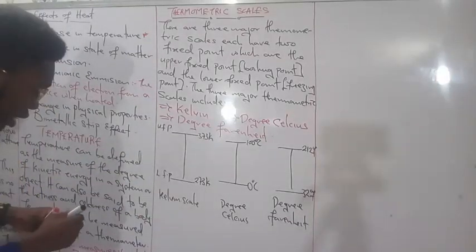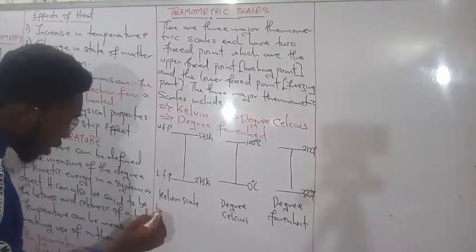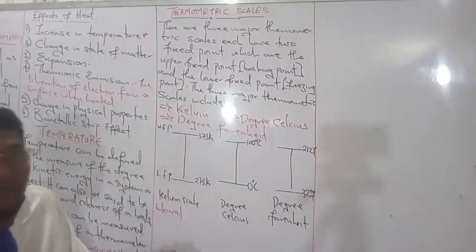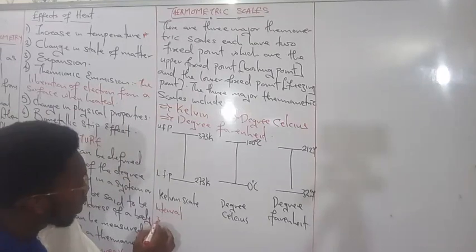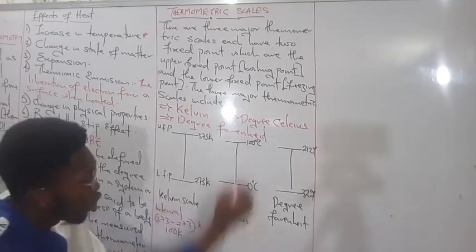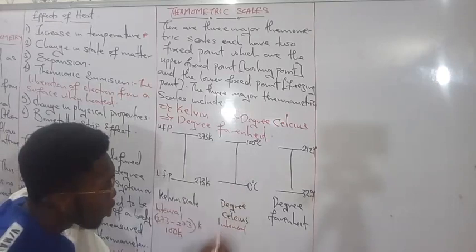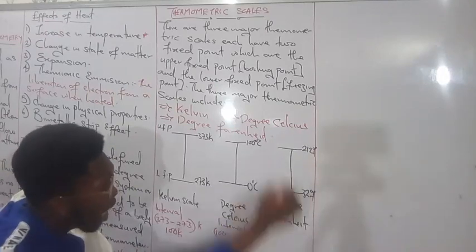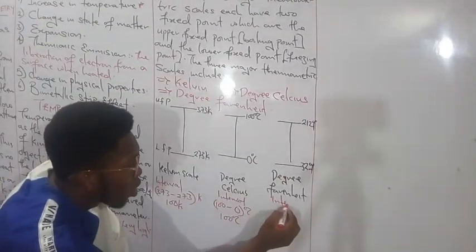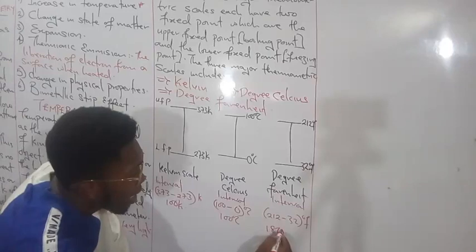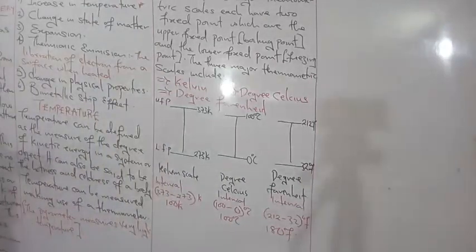So that means, from what I said now, the interval of your Kelvin scale will be 373 minus 273 Kelvin, and that will be 100 Kelvin. The degree Celsius interval will be 100 degrees Celsius minus 0 degrees Celsius, and that gives us 100 degrees Celsius. And for your degree Fahrenheit interval, you should have 212 minus 32 degrees Fahrenheit, and that will give us 180 degrees Fahrenheit. So very, very important.